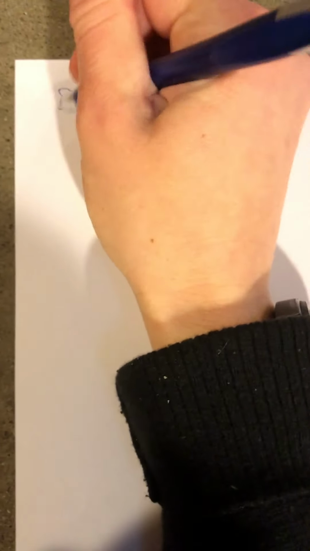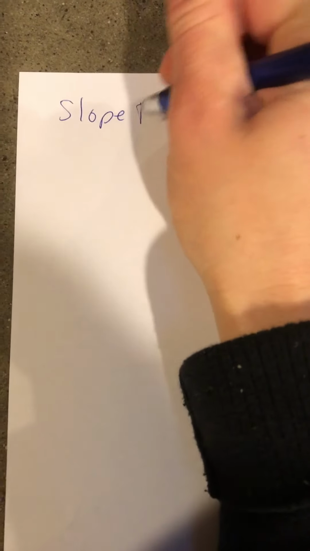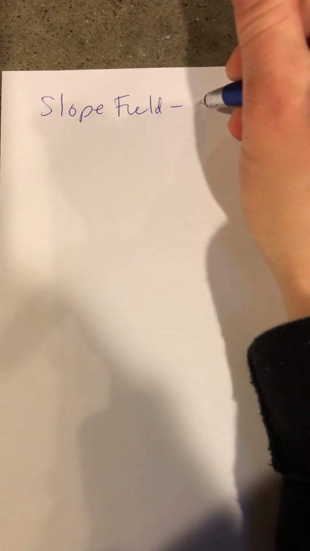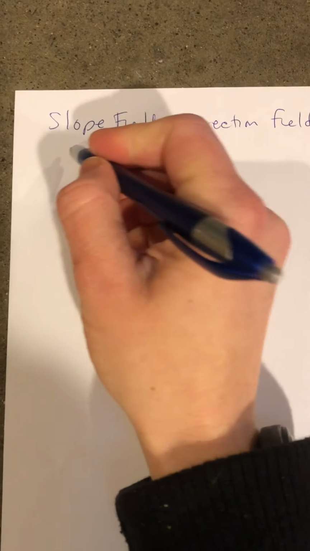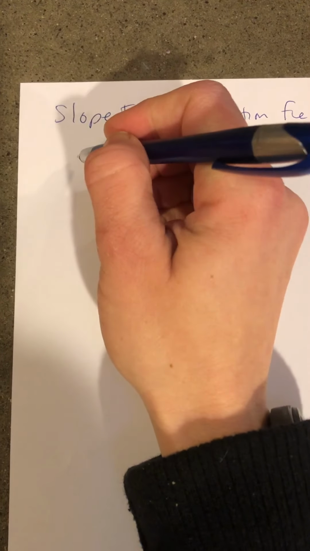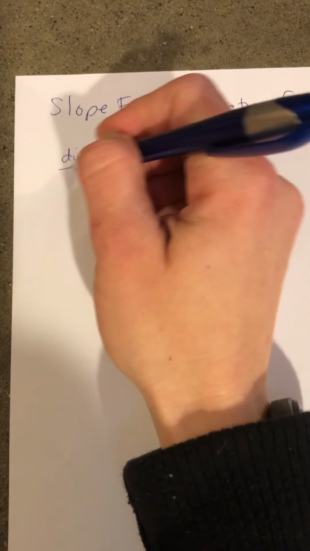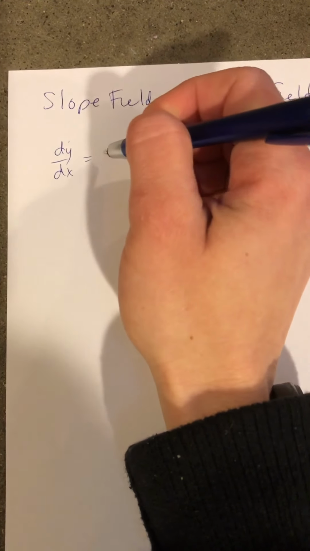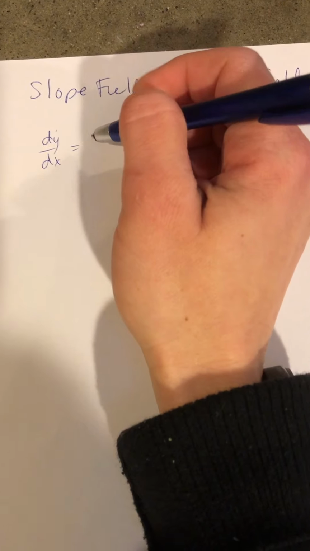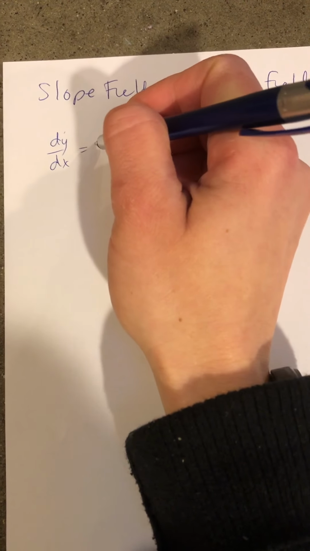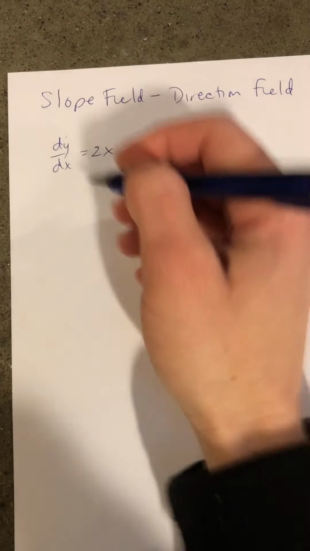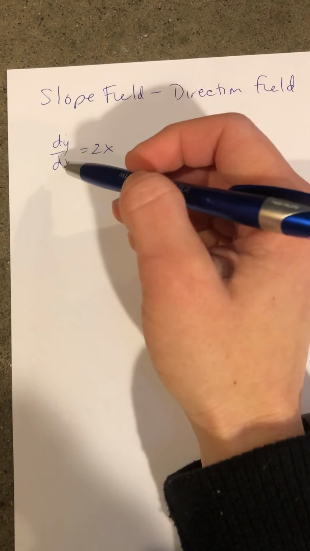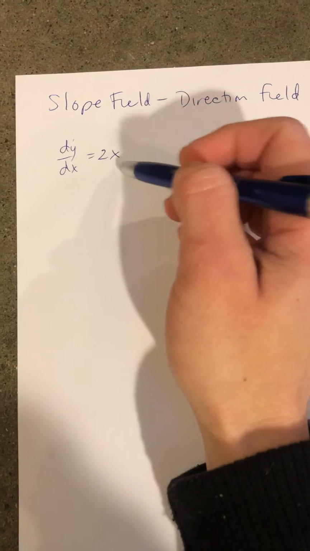All right, you guys are going to be working on slope fields today. A slope field is sometimes called a direction field. It's like a graph to describe a differential equation. So if I gave you dy/dx equals something like 2x, it tells us that our slopes at any point are just twice the x value.